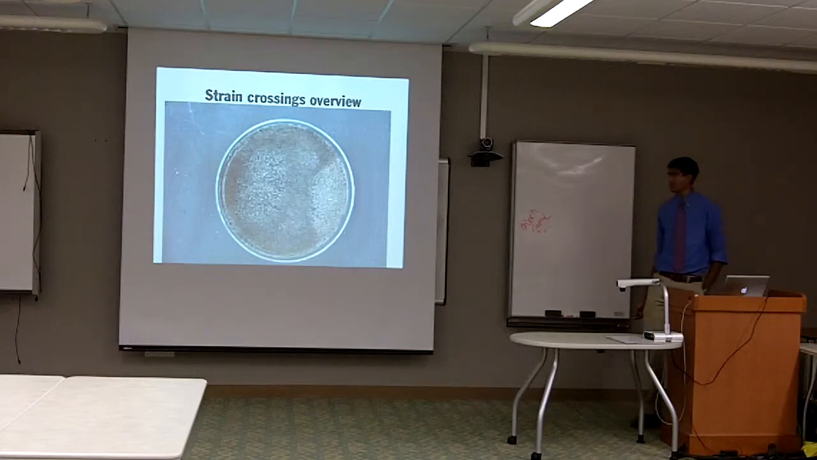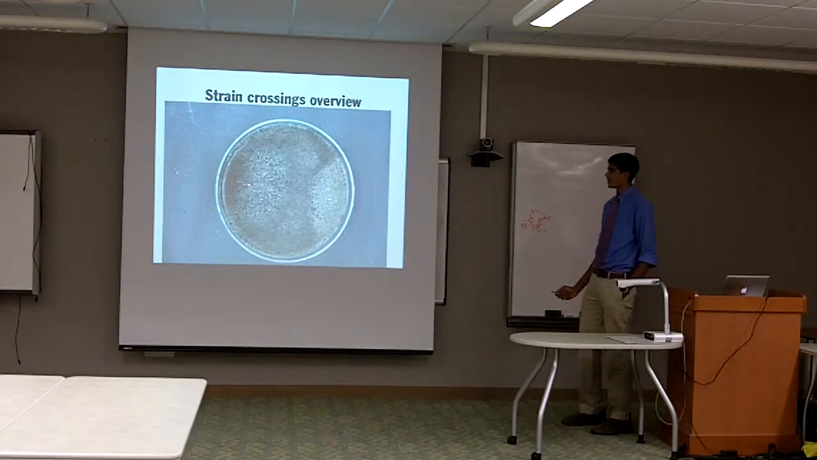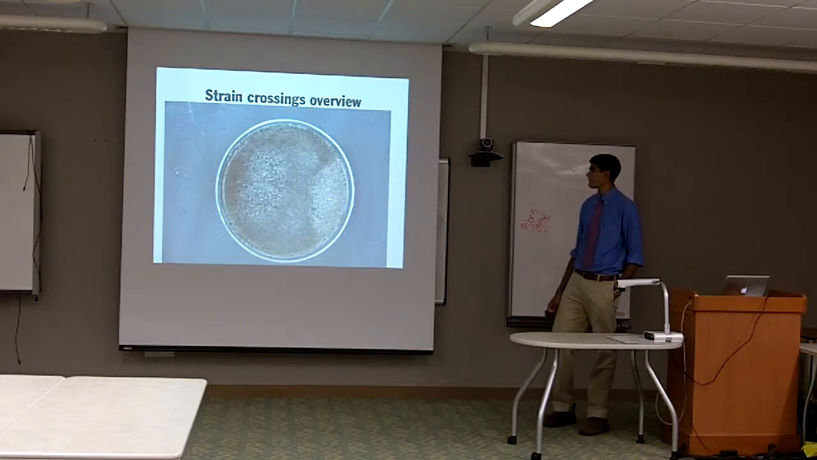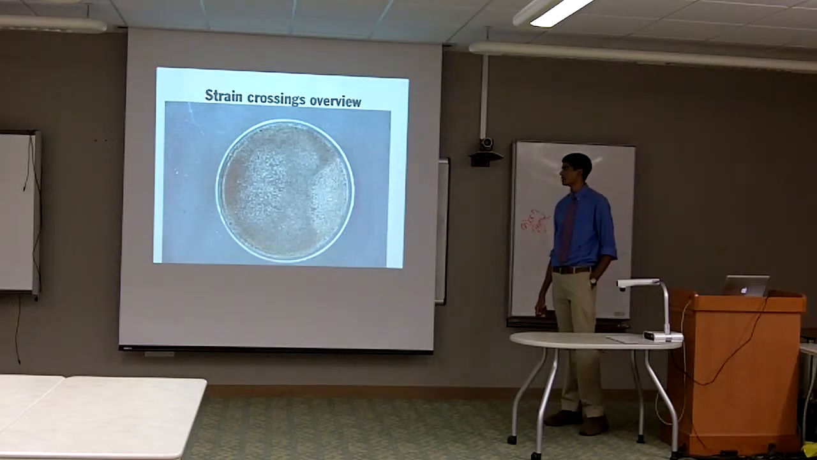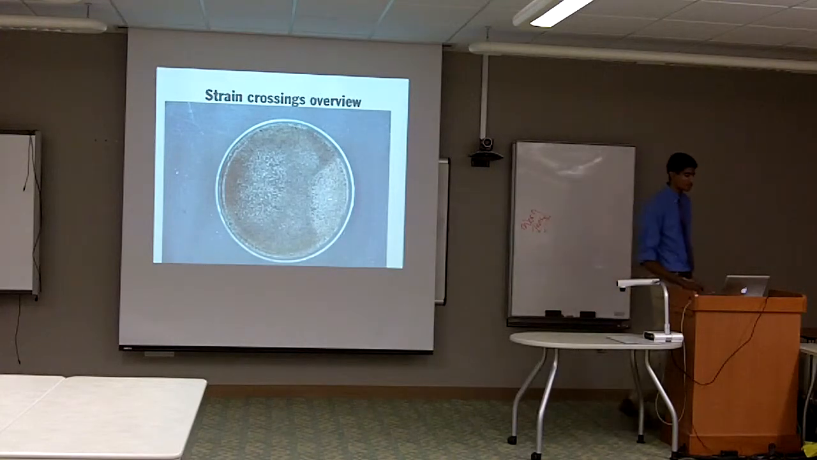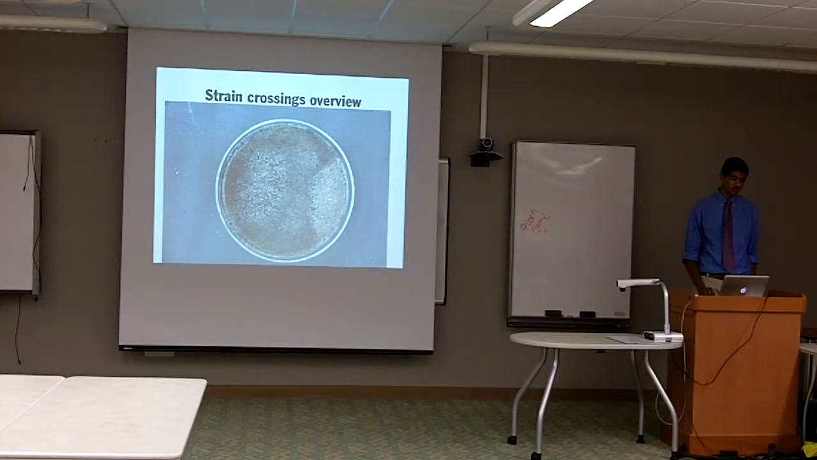So here's a different plate. This is a cross of the wild type and the PER43 mutant, and it's pretty easy to see the contact line right here. So once again, the perithecia that form on that contact line are going to be the offspring of the two different strains. So that's what we're interested in when I'm trying to get the offspring of the strains for my strain crossings.